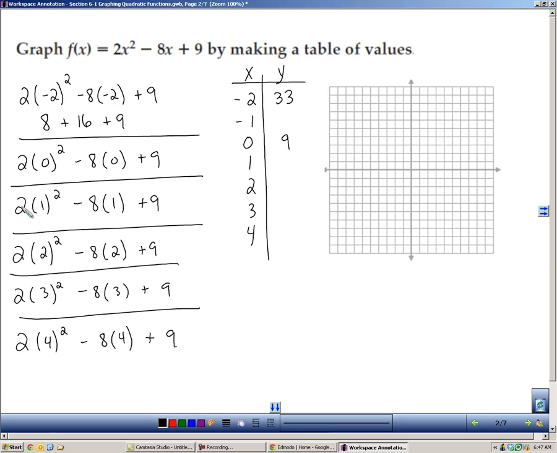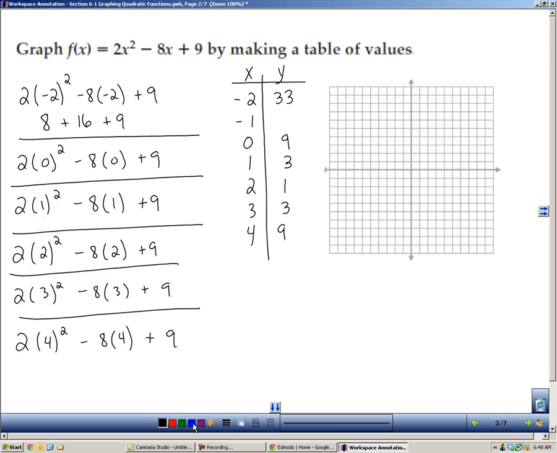So when we plug 1 in, we get 2 minus 8 is -6, plus 9 is 3. When we plug 2 in, 4 times 2 is 8. 8 minus 16 is -8, plus 9 is 1. Plug 3 in, you get 9 times 2 is 18, minus 24, -6, plus 9 is 3. And here we get 16 times 2 is 32. 8 times 4 is 32, so that's a 0 plus 9 is 9.